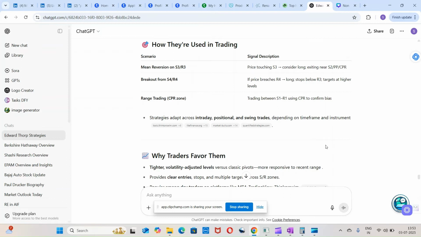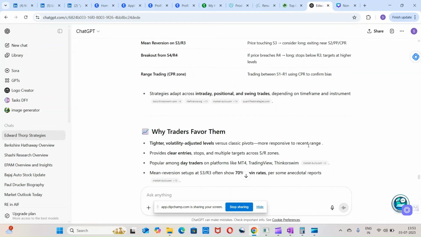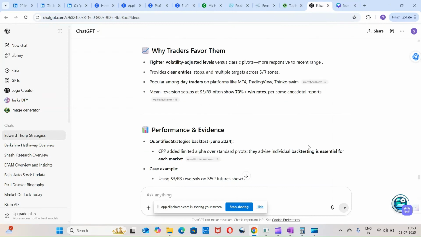Okay, so those are the strategies that are adapted. These are used across intraday, positional and swing trades. Why traders favor them? Because of tighter volatility adjusted levels versus classic pivots, more responsive to recent range, and these provide clear entries, stop loss, and multiple targets across the support and resistance zones.